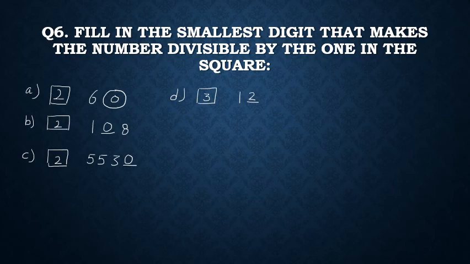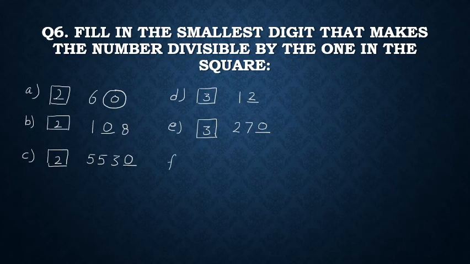Now the next question given to us, E part. E part given to us is, the number in the square is 3. And the digits given to us are 2, 7 and a dash. 2 + 7 = 9. So the smallest digit we can write here is 0. Now this number is divisible by 3.